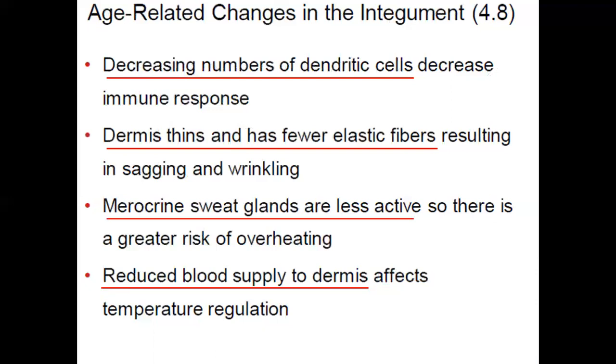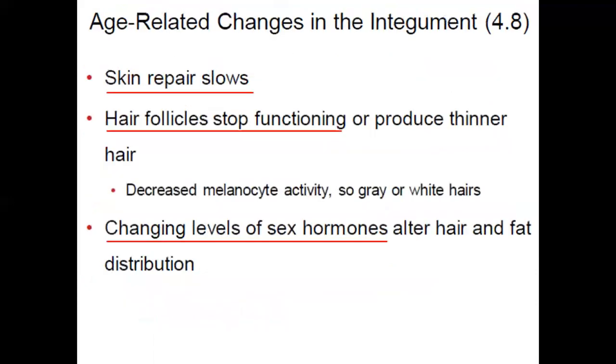And in your older years, blood supply is actually reduced, which basically also affects temperature regulation. I mentioned skin repair slows. The hair follicles stop functioning, so your hair, if it is produced at all, is thinner. It tends to be white because melanocyte activity decreases or even stops.